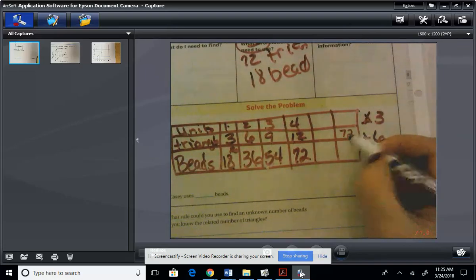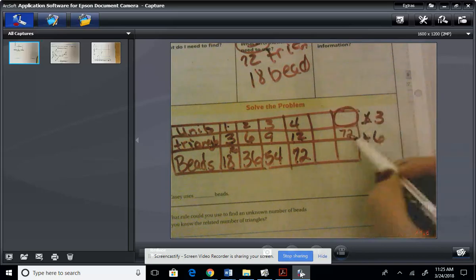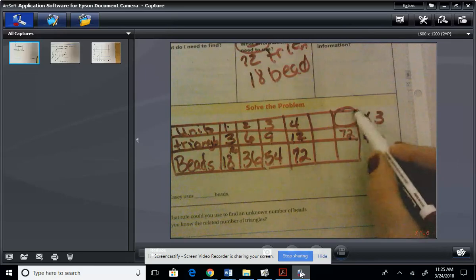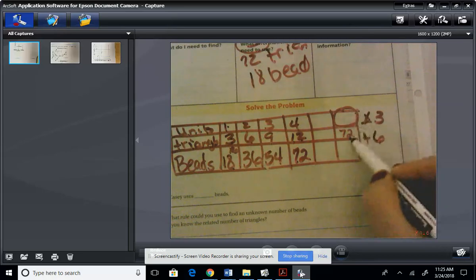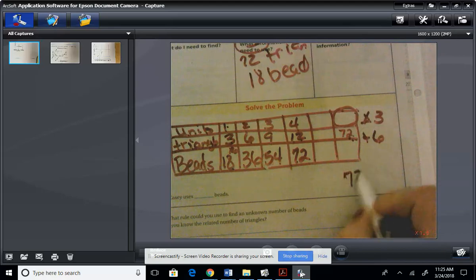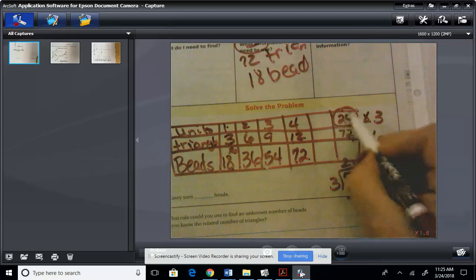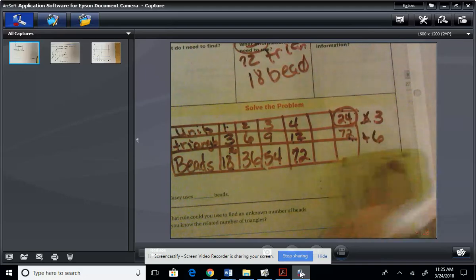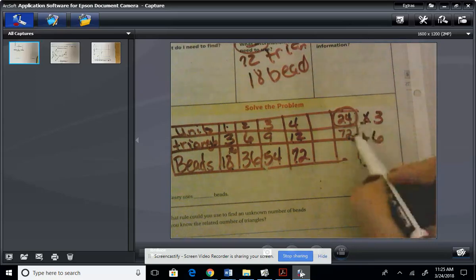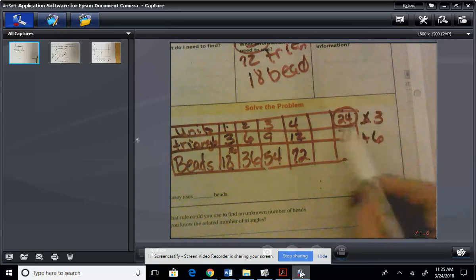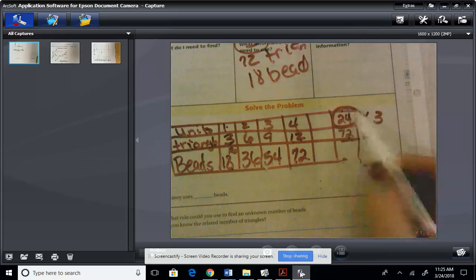So I'm just going to go back here and say to myself, 72 divided, because I'm working backwards, I want to figure out what goes here. 72 divided by 3, because I got 3 times what equals 72, so I can divide. So 72 divided by 3 equals 24. So I could put 24 units equals 72 beads, or 72 triangles. So I'll need 24 units.